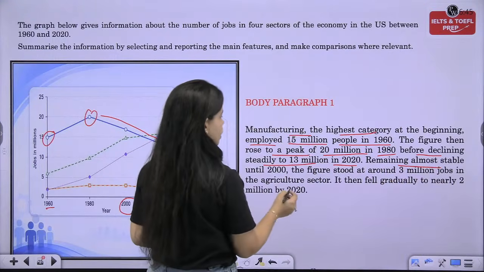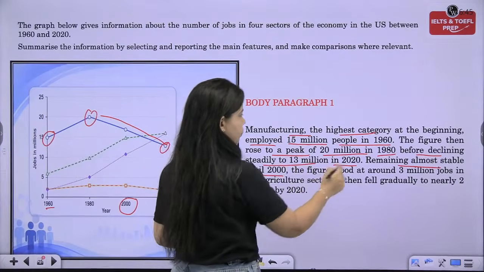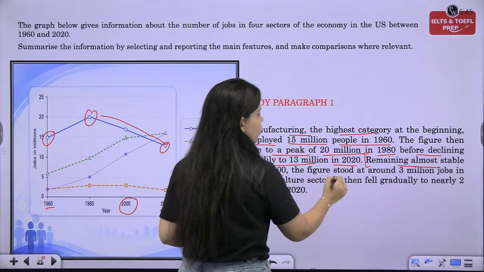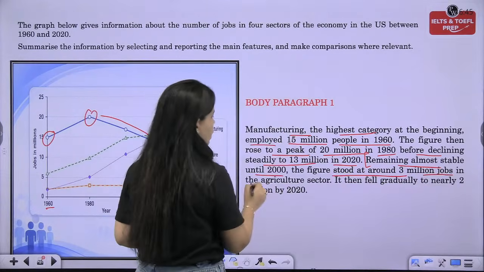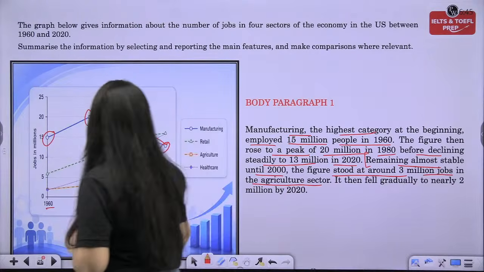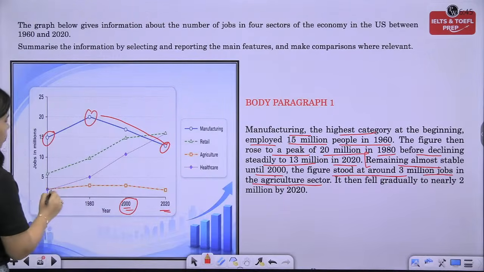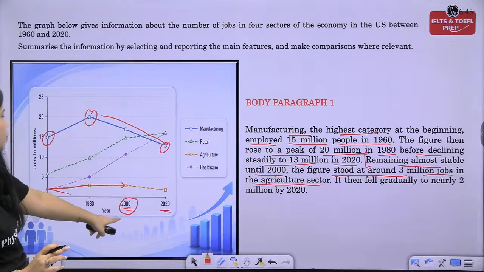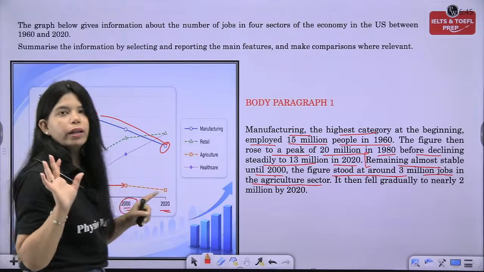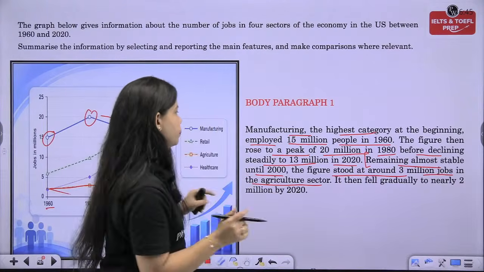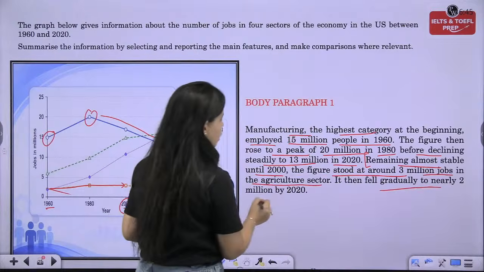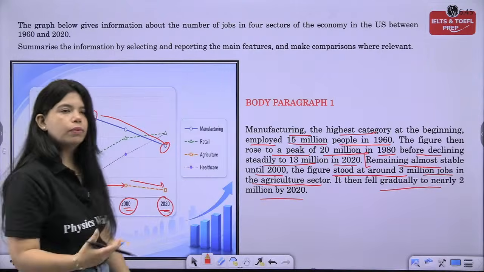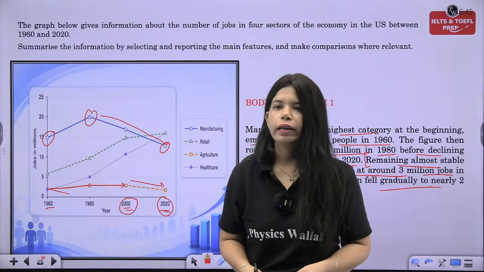Remaining almost stable until 2000. The second feature, remaining almost stable until 2000, the figure stood at around 3 million jobs in the agriculture sector. Meaning the agriculture sector was completely stable until 2000, at 3 million jobs. That means just by mentioning this one year, we told that up to this point it was stable at 3 million jobs. It then fell gradually to nearly 2 million by 2020. So from here there was a gradual decline and it fell to around 2 million in the year 2020.